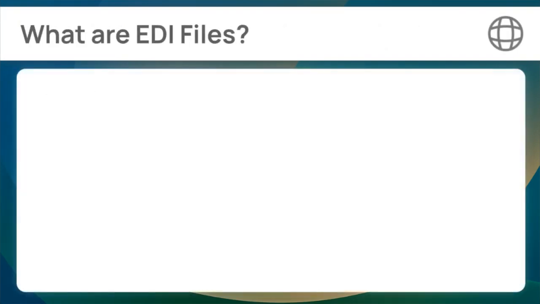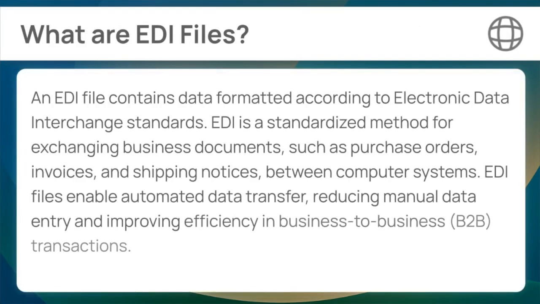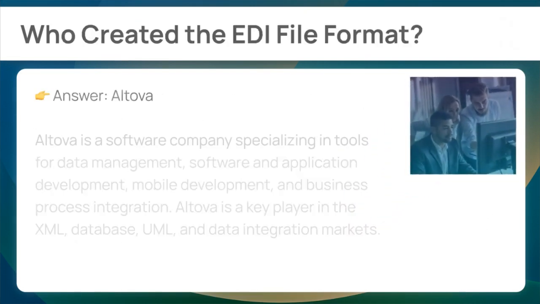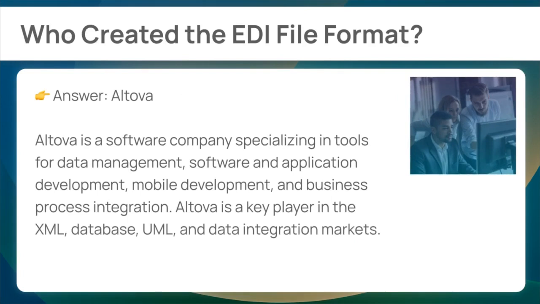An EDI file contains data formatted according to Electronic Data Interchange standards. EDI is a standardized method for exchanging business documents such as purchase orders, invoices, and shipping notices between computer systems. EDI files enable automated data transfer, reducing manual data entry and improving efficiency in business-to-business (B2B) transactions.